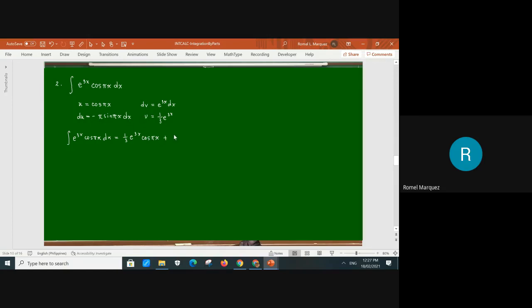So I am going to put the constant outside, pi over 3, times the integral of sine of pi x times e to the 3x, so e to the 3x, then sine pi x dx. Again, what do you notice? This is of the same level as the problem that we have. So what we do, we continue. Let's have another integration by parts applying to this integral.